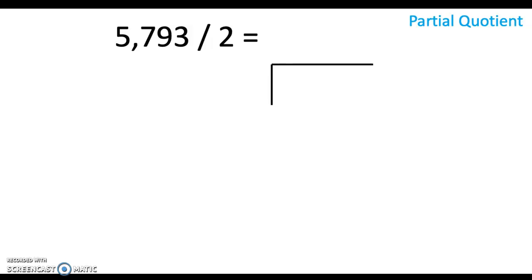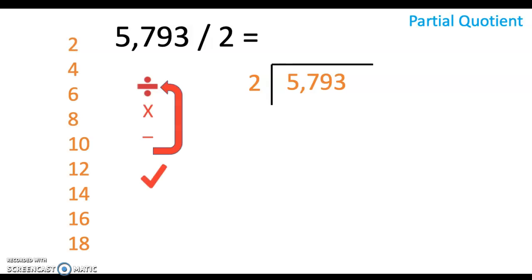5,793 divided by 2 using partial quotient. First, we need to set up our equation with 5,793 on the inside, the 2 on the outside. Make sure you have your multiplication facts and our steps.